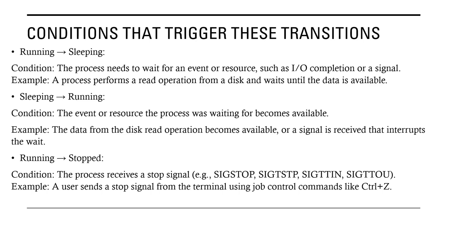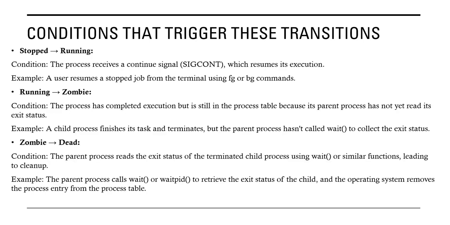Running to stopped. The process receives a stop signal, for example SIGSTOP. A user sends a stop signal from the terminal using job control commands like Control Z. Stopped to running. The process receives a continue signal which resumes its execution. A user resumes a stopped job from the terminal using the fg or bg commands.